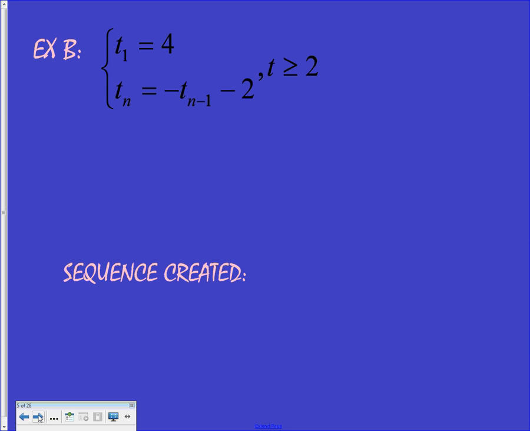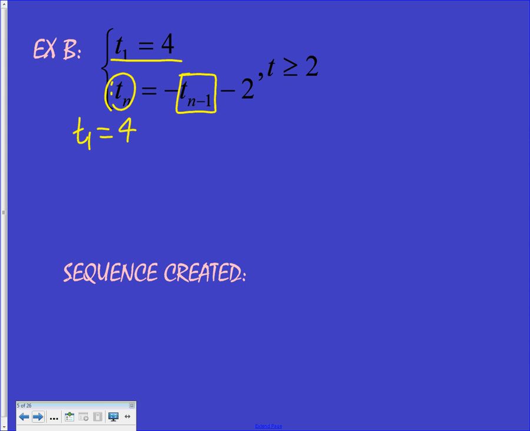Okay, so let's try another one of those. Example B, t sub 1 equals 4. Okay, well that's nice. I already know that my first term is 4. Then my formula, so this is my formula, says negative t sub n minus 1.